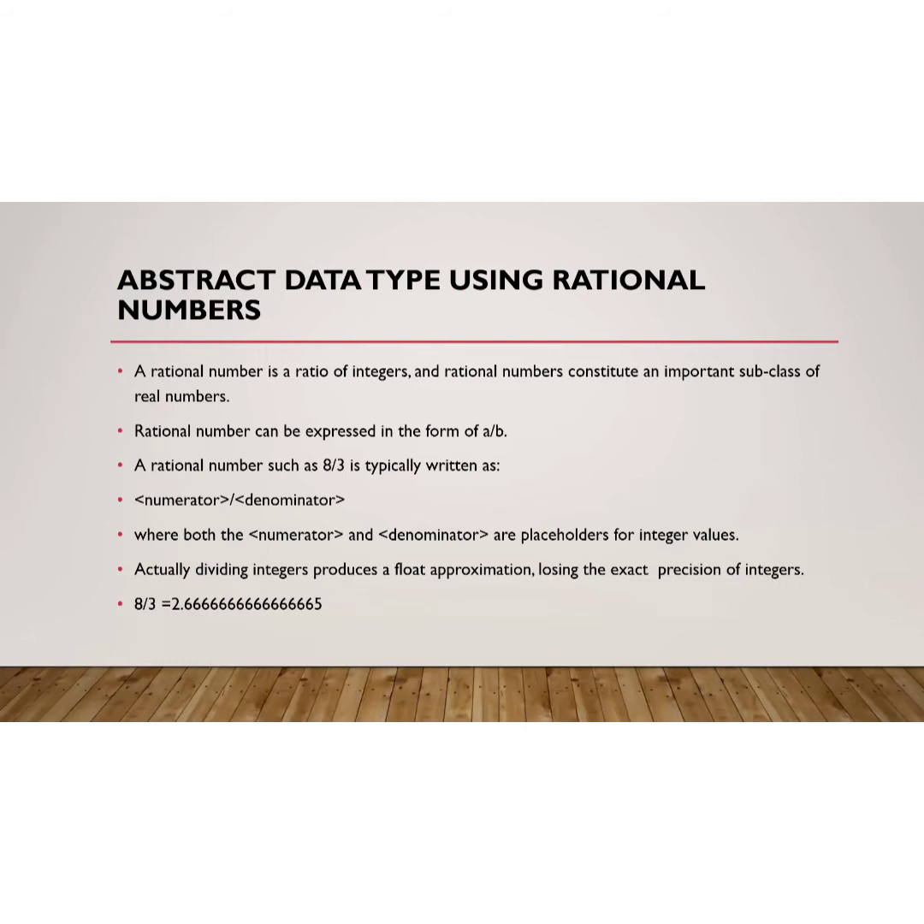Rational numbers can be expressed in the form of a by b. A denotes the numerator, b denotes the denominator. For a rational number such as 8 by 3, 8 is the value of a and 3 is the value of b. So 8 is the numerator, 3 is the denominator, where both the numerator and denominator are placeholders for only integer values. Actually, dividing integers produces a float value.